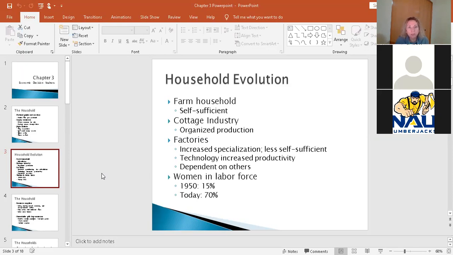The first time we saw organized production was with something we call the cottage industry. And this is actually something that's coming back because we're kind of getting tired.